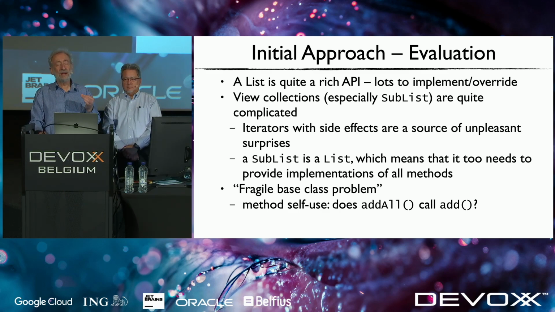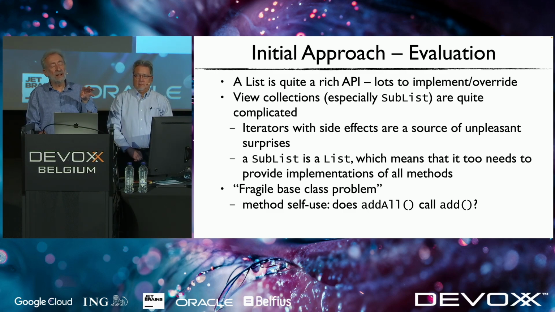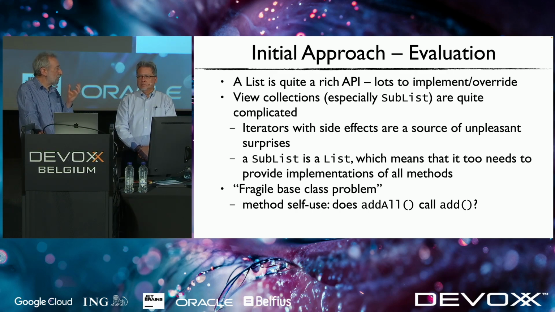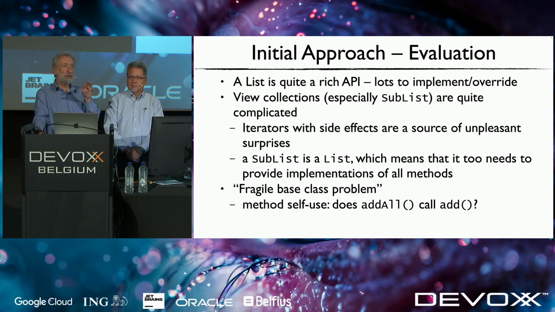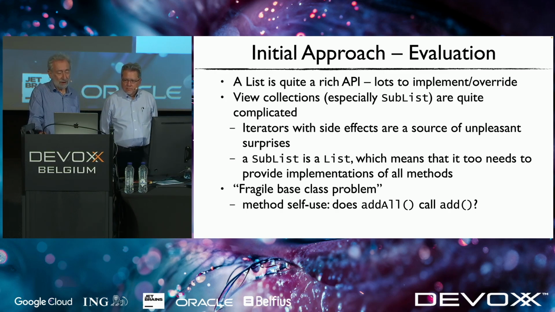So you get these view collections as well, things like sublists. Sublist is particularly strange because of all the views that you get in the collections framework, ways of seeing a collection as though it were a different one, like, for example, looking at the key set, the set of the keys of a map. Sublist is unusual in that it is completely transparent. It's the only one, I think, that is completely transparent. Any change you make to a sublist will map through to the underlying list. And so obviously, if you want to change the behavior, you've got a lot to do. Iterators with side effects are a source of unpleasant surprises, and the fragile base class problem.